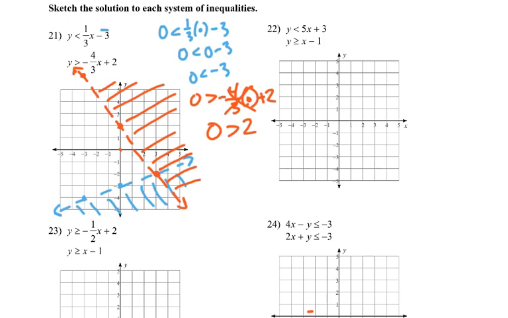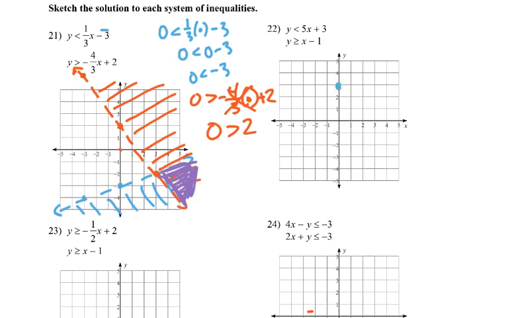So where's my solution? Well, red and blue make purple. So that right there is my solution, that purple area. Again, the solution is multiple points, all the points within that area. So we kind of think of it in terms of areas.